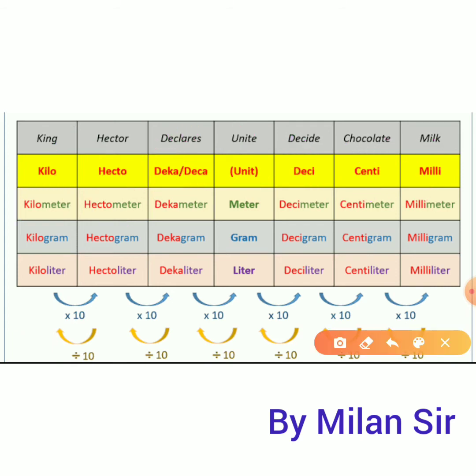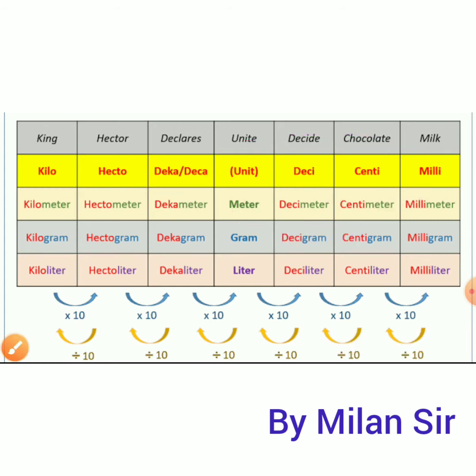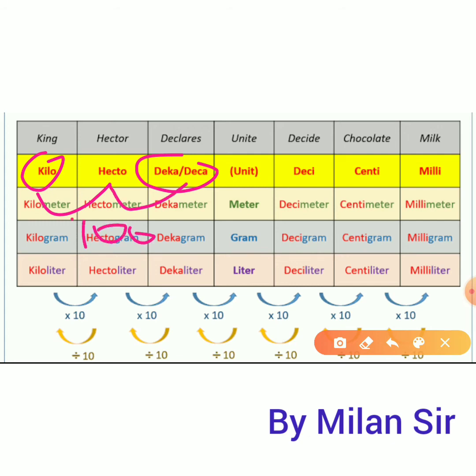Then if we want conversion from hectometer to decimeter, what do we do? Multiply 10, again multiply 10, and again multiply 10. So total 3 times, so we multiply by 1000. If we go from decameter to millimeter, multiply by 10 four times, so we multiply by 10,000. Similarly, from kilo to deca, multiply 10 twice, so we multiply by 100.